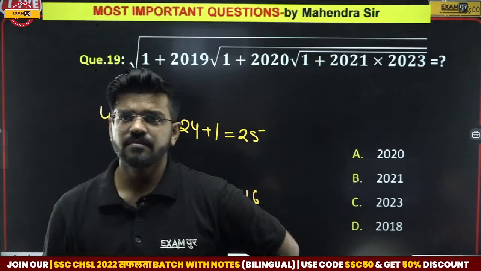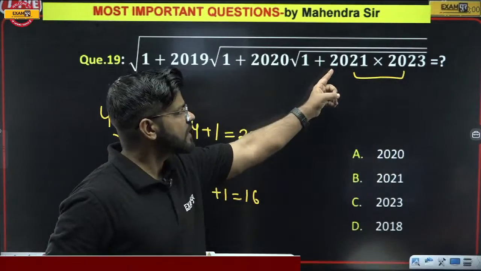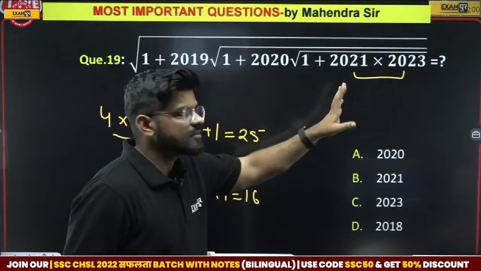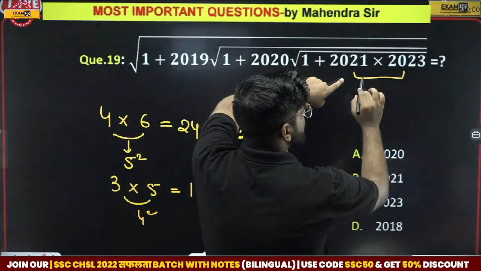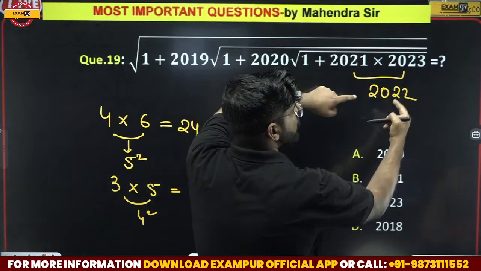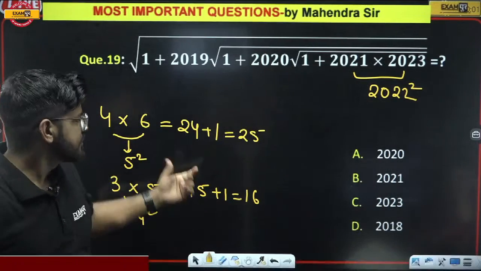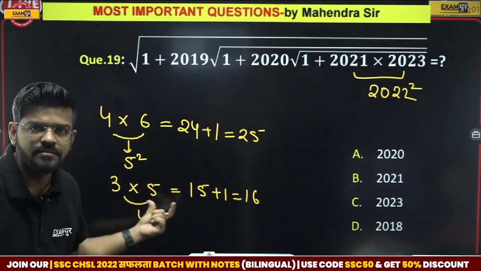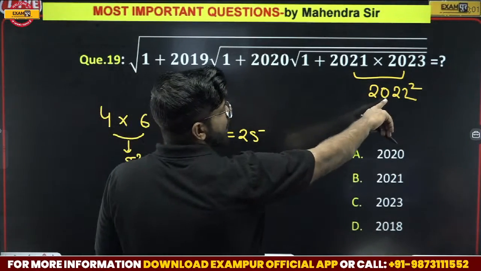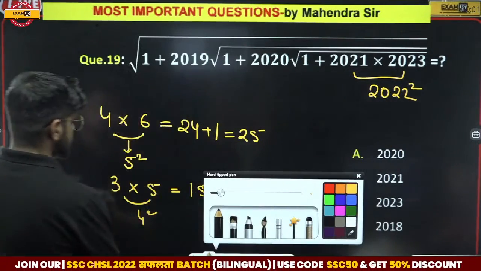Yes or no? Clear? So whenever there is a difference of 2 between two numbers, when you multiply both of them and add 1, you get the square of the middle number. For 20 and 22, you will get the square of 21. Clear to everyone? So this is the short trick. Now we have got the square, and now let me rub this.